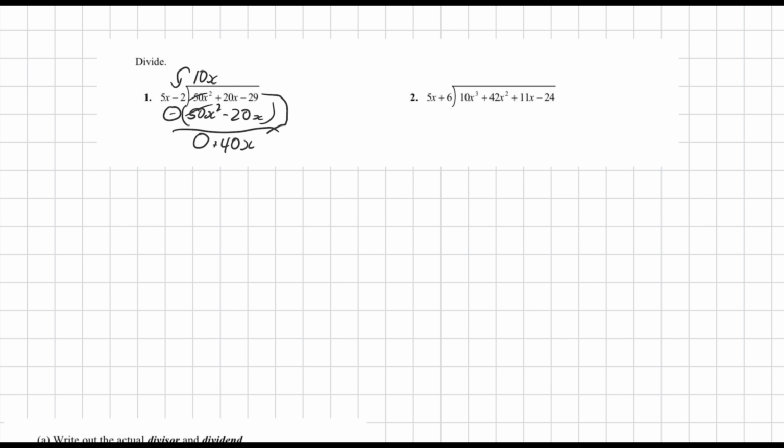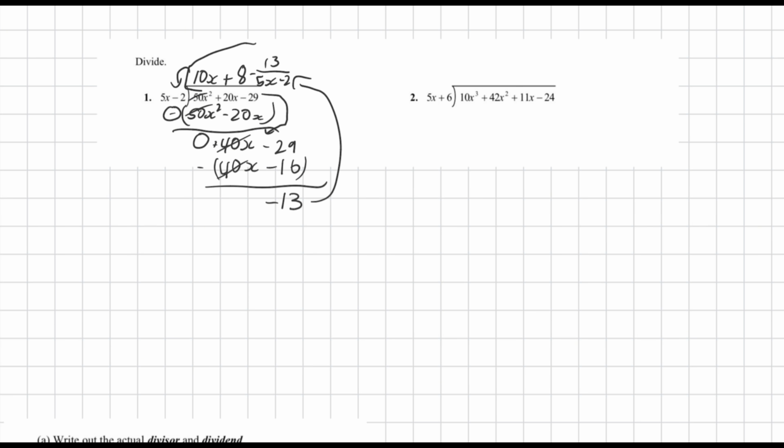And now we just take down the negative 29. So 5x goes into 40x 8 times. 8 times 5x is 40x, and 8 times negative 2 is negative 16. We're just going to times this by negative, so these cancel out. Negative 29 plus 16 is going to be negative 13. Because this doesn't have an x here, we can't divide it by the 5x perfectly, so that becomes a remainder. We're just going to do negative 13 over 5x minus 2. This is meant to be a 5. And that would be your whole answer there.